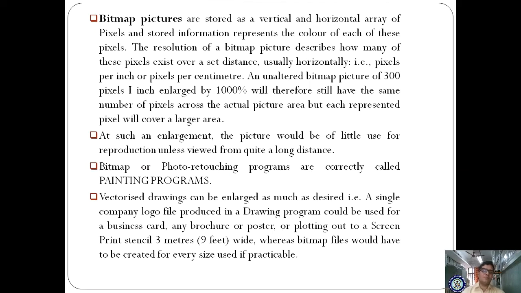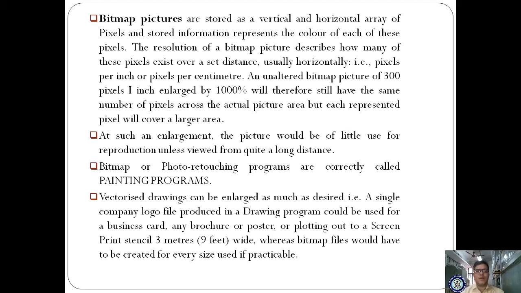Let us see bitmap images. Bitmap images are formed through pixels. Bitmap pictures are stored as a vertical and horizontal array of pixels, and the stored information represents the color of each of these pixels. Every row is formed, and each row represents the colors of the pixels.